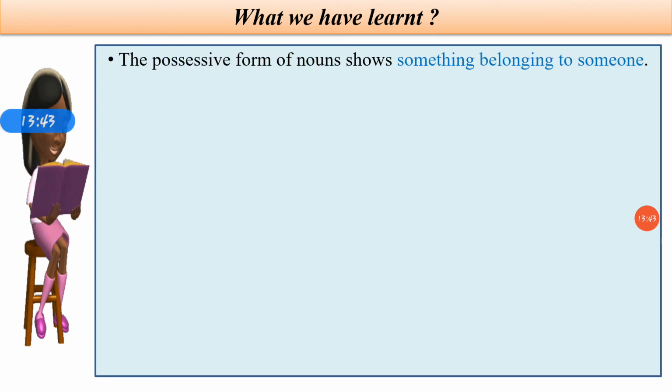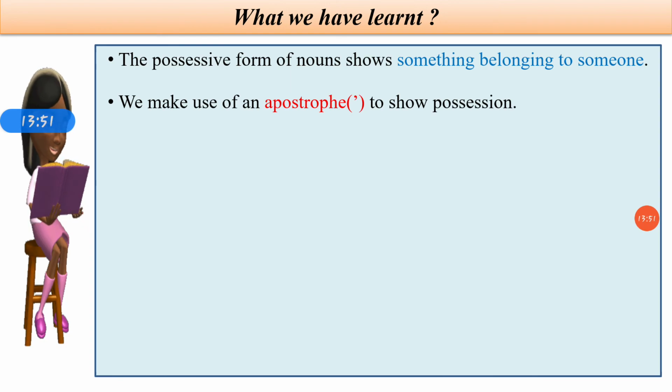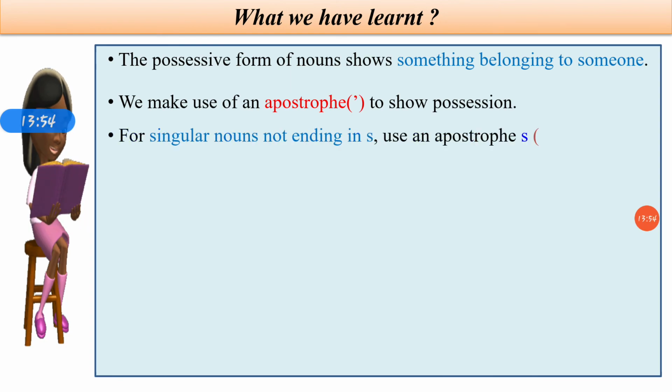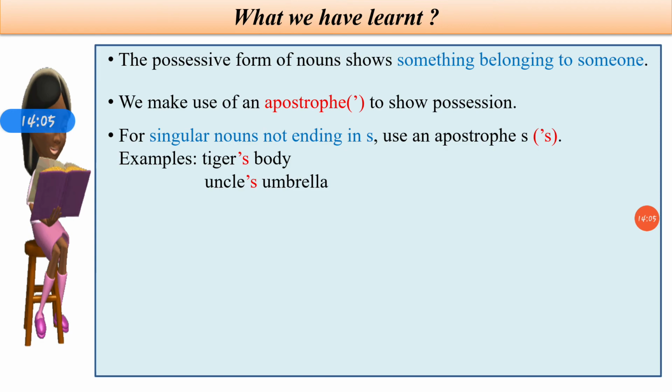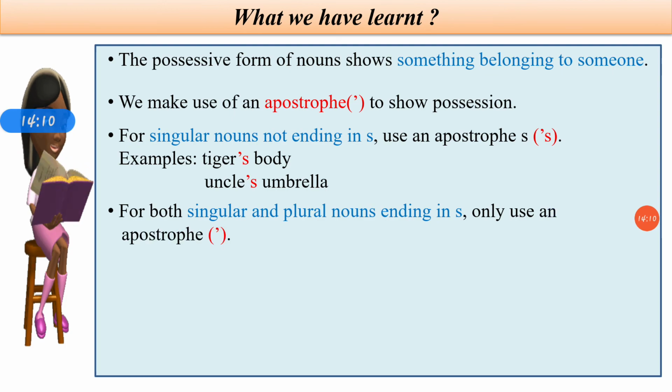The possessive form of nouns shows something belonging to someone. We make use of an apostrophe to show the possession. For singular nouns not ending in s, we use an apostrophe s after the singular noun. For example, tiger's body, uncle's umbrella. For both singular and plural nouns which end in s, we use only an apostrophe after the singular or plural nouns which end in s.